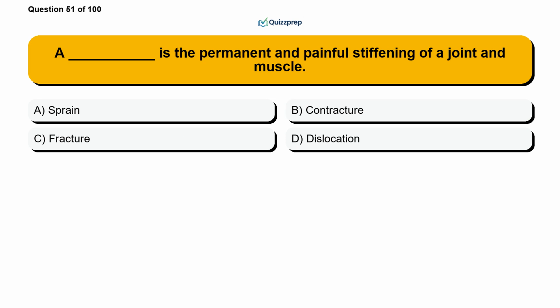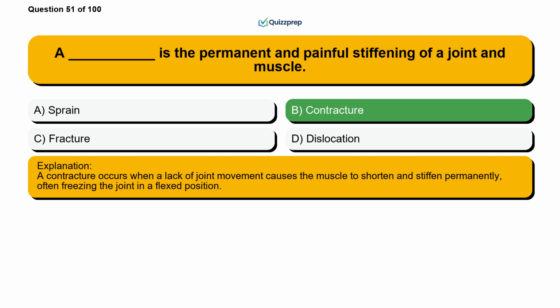Question 51. A blank is the permanent and painful stiffening of a joint and muscle. Option A, sprain. Option B, contracture. Option C, fracture. Option D, dislocation. The correct answer is option B, contracture. A contracture occurs when a lack of joint movement causes the muscle to shorten and stiffen permanently, often freezing the joint in a flexed position.